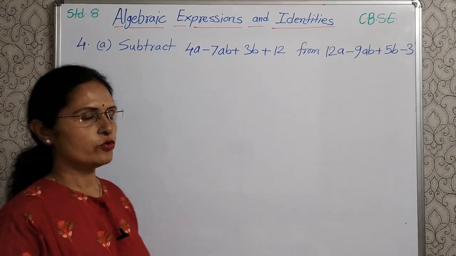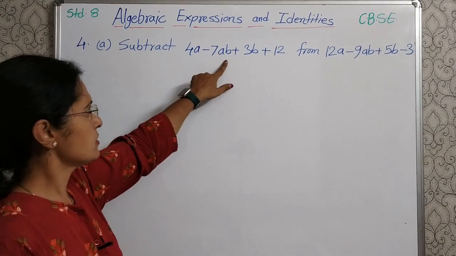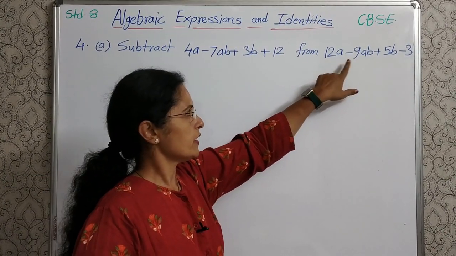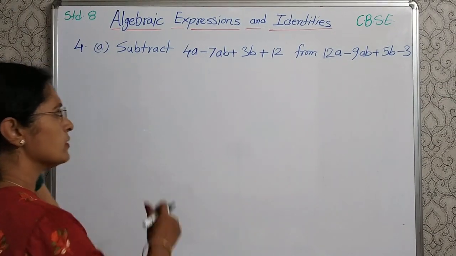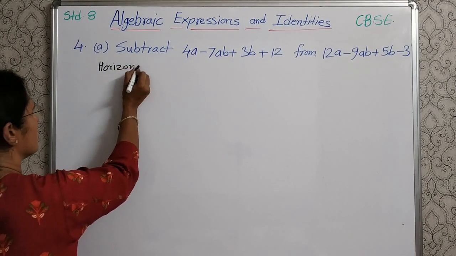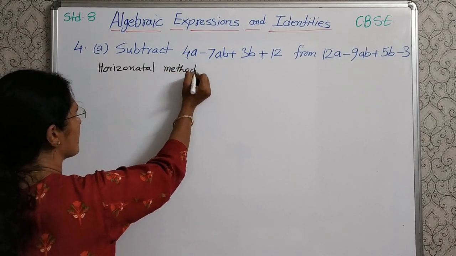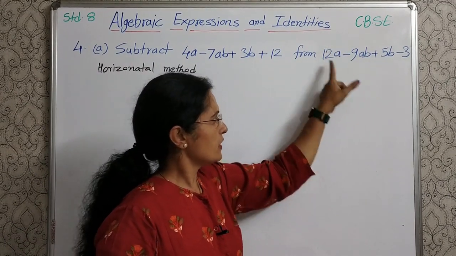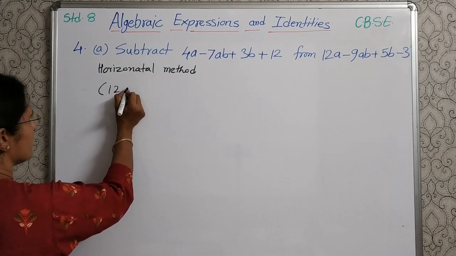Now question number 4. In that first sum, subtract 4a minus 7ab plus 3b plus 12 from 12a minus 9ab plus 5b minus 3. First we will solve this sum by horizontal method. Now subtract this expression from this one. So first we will write this expression. The second expression will be written first in the first bracket.